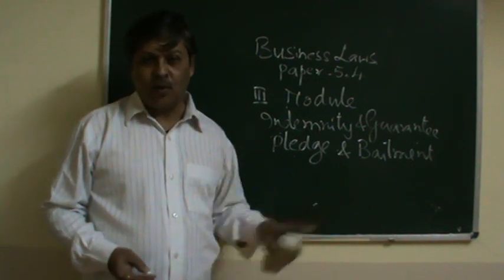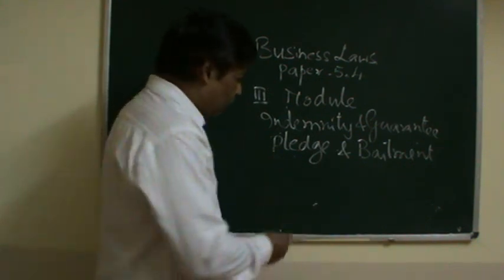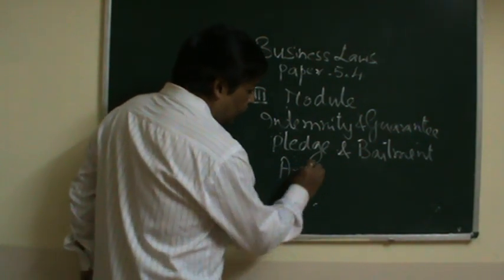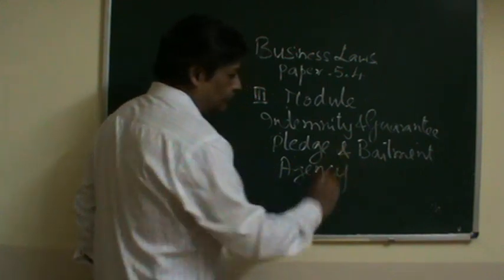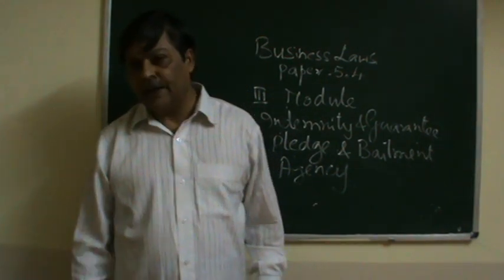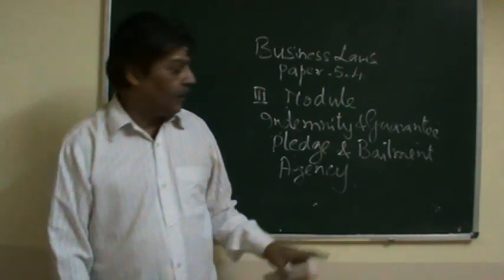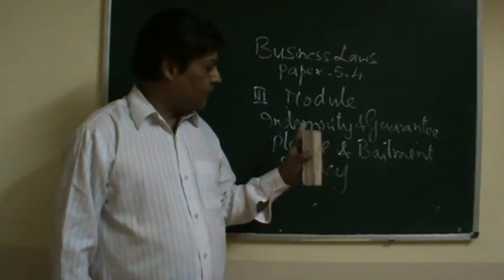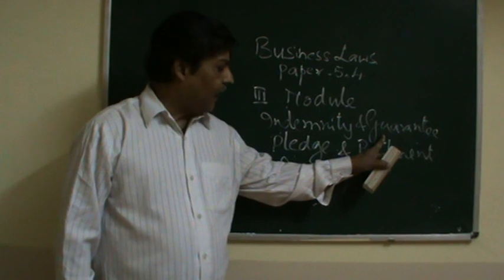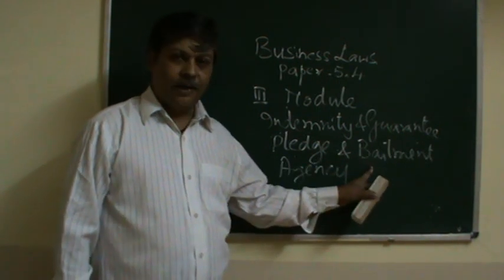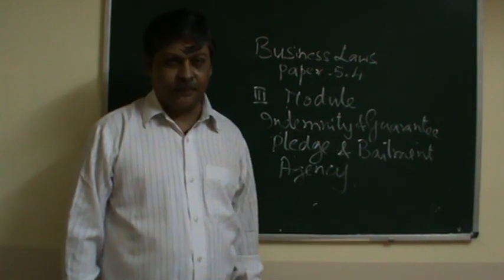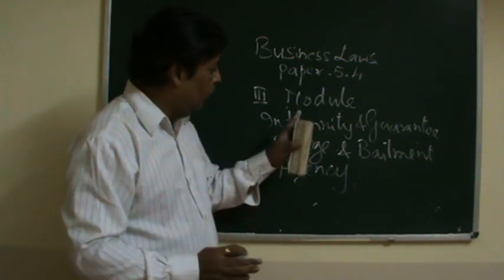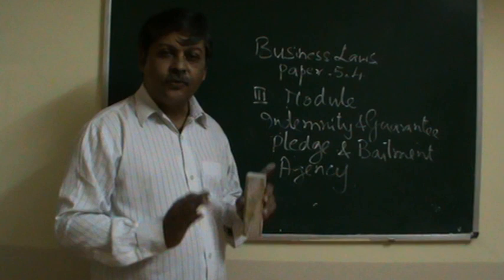So another two contracts. And the last one, the fifth one, is the contract of agency. The contract of agency we are going to discuss mainly. So totally five specific contracts: indemnity, guarantee, pledge, bailment and agency. These are the five specific contracts you are going to study in module 3.